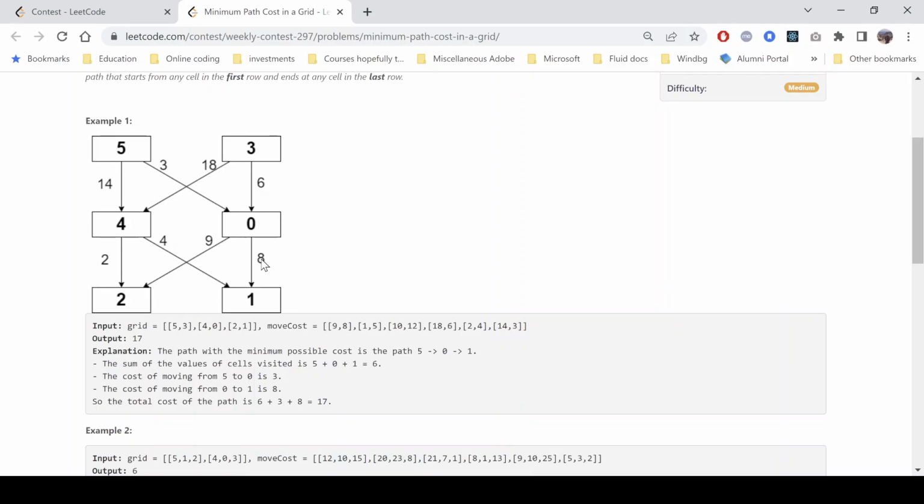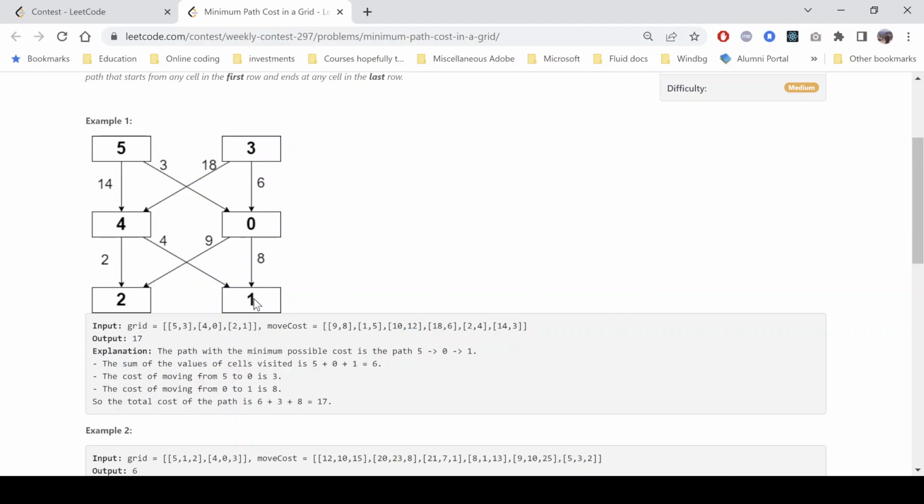And the sum of values of the cells visited is 5 plus 0 plus 1, because obviously these will be included, plus the cost of the edges will be included. Now the cost of moving from 5 to 0 is 3, we can see here 3, and the cost of moving from 0 to 1 is 8. So 8 plus 3 is 11, and then we add 6, the cost of the cells, it comes out to be 17. So 17 is our answer in this case.